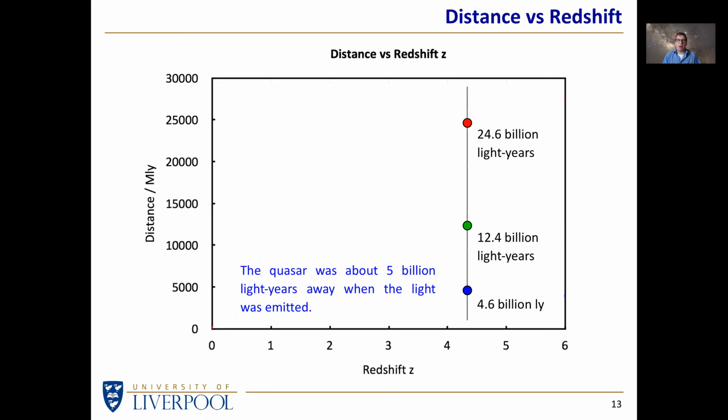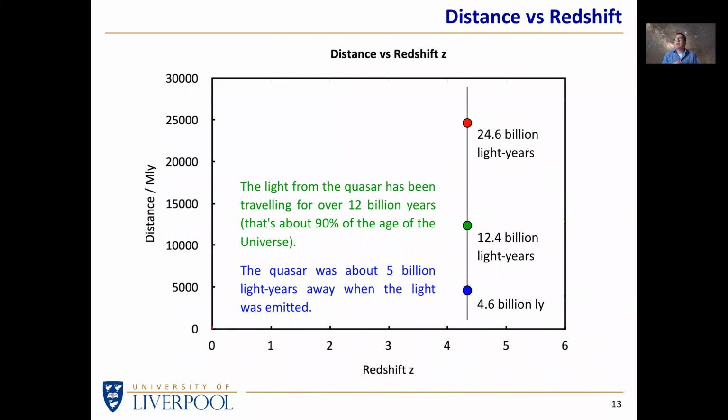So the quasar distance from Earth, which didn't exist at the time, the distance from us, if you like, was about 5 billion light years when the light was emitted. So a long time ago, the distance from where we are now to where the quasar is was about 5 billion light years. And the light from the quasar has been traveling for about 12 billion years, a little bit more, 12.4 billion years.